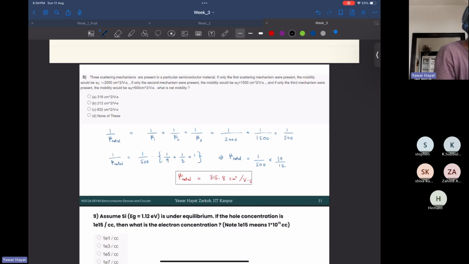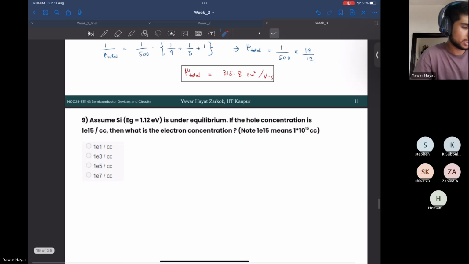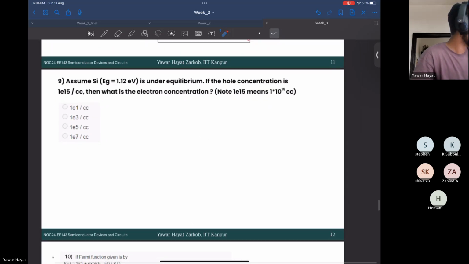So the answer that is correct is option A. Okay, please attempt this question 9 now. You need to assume that silicon with band gap Eg equal to 1.12 electron volt is under equilibrium.